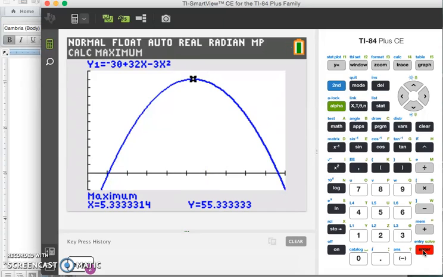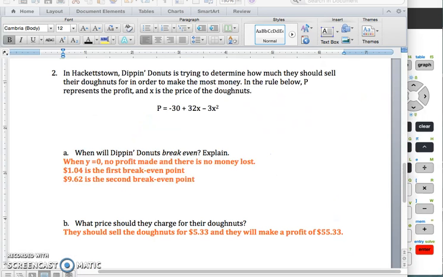And then this is where the calculator really comes in to help us out. The definite maximum profit is when they sell their donuts for $5.33 and they'll make a profit of $55.33. So all in all, for this Hackettstown Dippin' Donuts question, they're going to break even if they sell them for $1.04 or if they sell them for $9.62. And they're going to make the most money when they sell their donuts for $5.33.